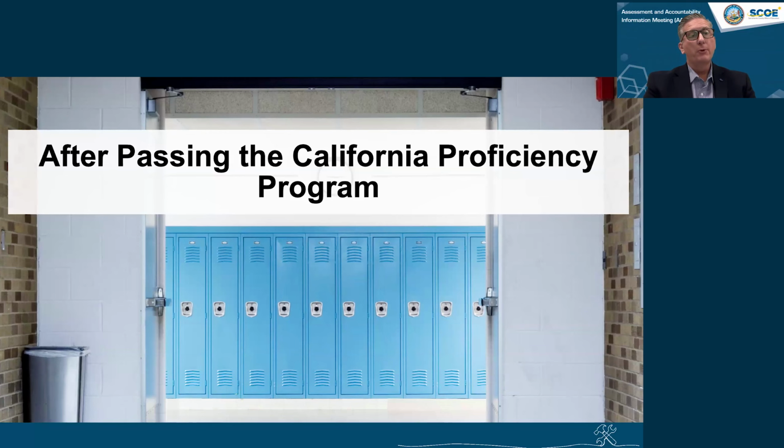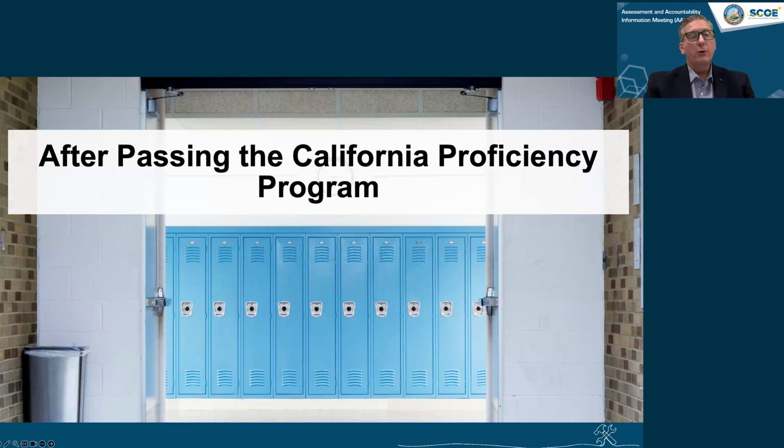After passing the California Proficiency Program, students are eligible to exit high school and attend California Community College, a California State College, or a California State University. Students who pass the high school proficiency program and are minors must get their parents' or guardians' permission to exit from high school. Just because a student has passed and received a certificate of proficiency does not mean they must disenroll from high school. Exiting high school is the choice of the student and or parent or guardian.